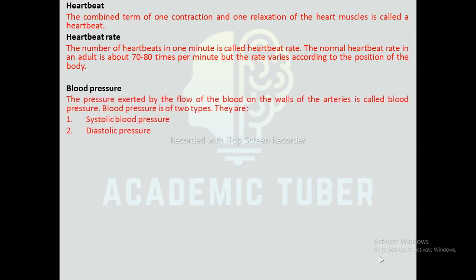Blood pressure. The pressure exerted by the flow of blood on the walls of arteries is called blood pressure. Blood pressure is of 2 types. They are systolic blood pressure and diastolic blood pressure.